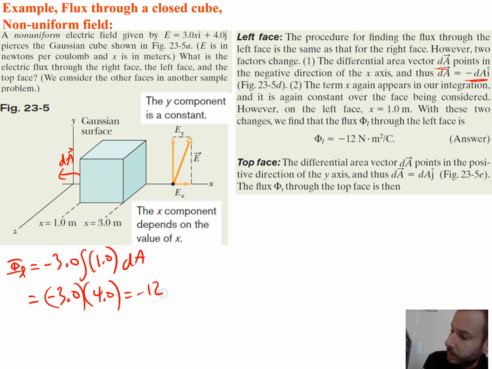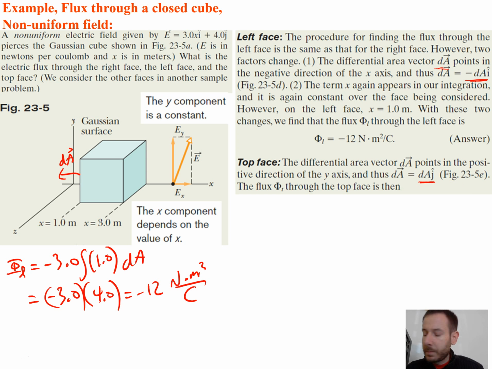That's equal to negative 12 newtons per meter squared over coulombs. Okay, so now the top face, the differential area vector dA points in the positive direction of the y-axis. Thus, dA is now going to be dA in the j direction, positive.